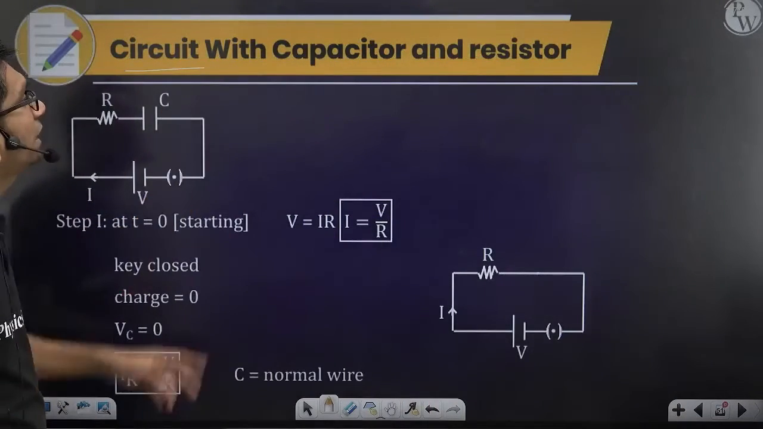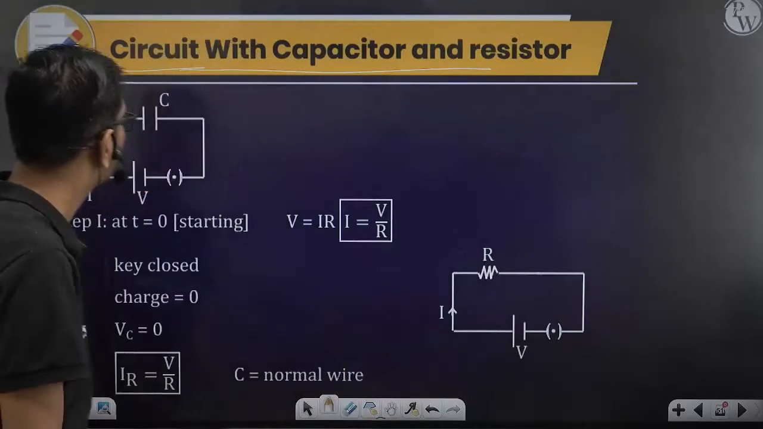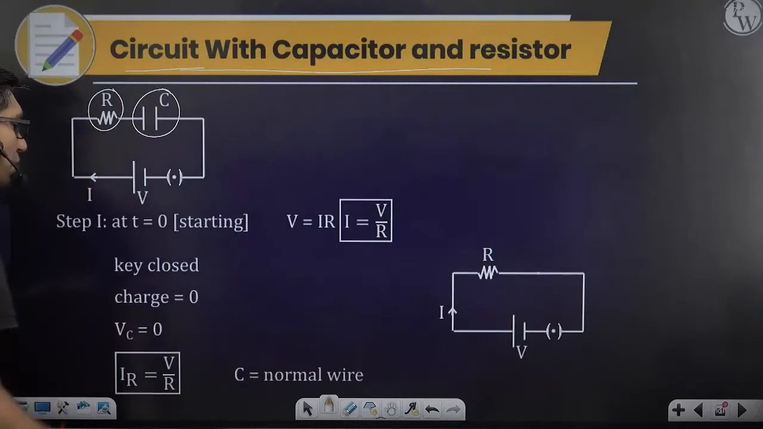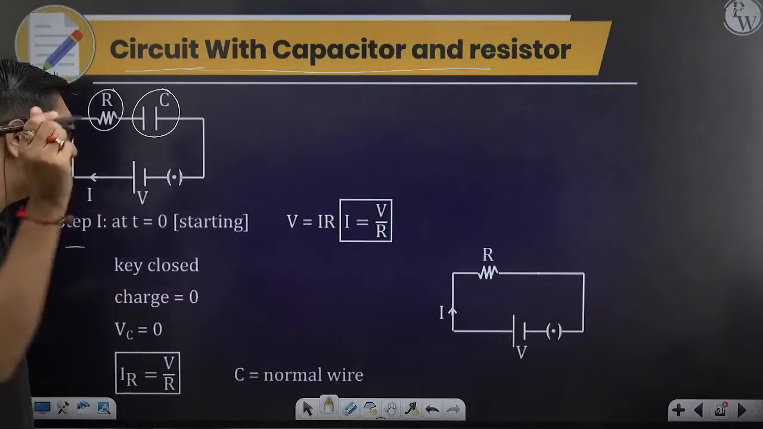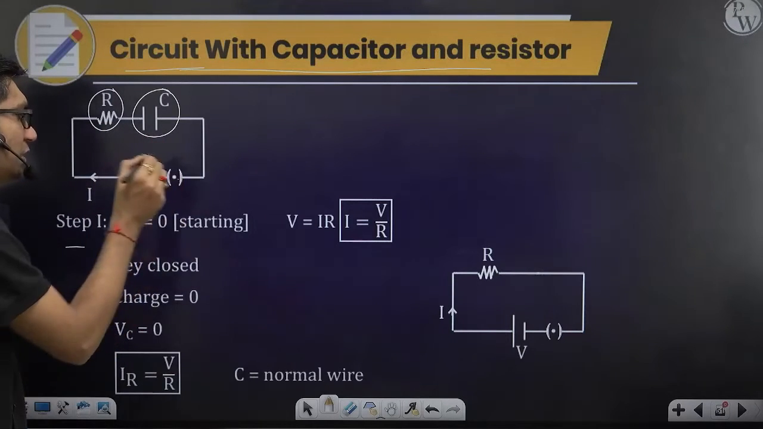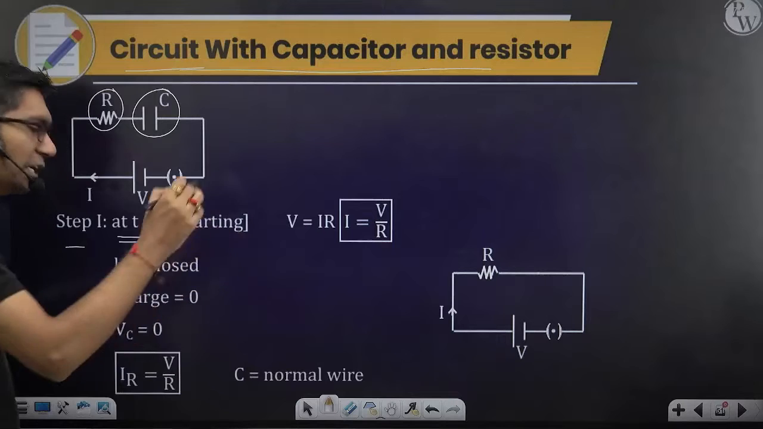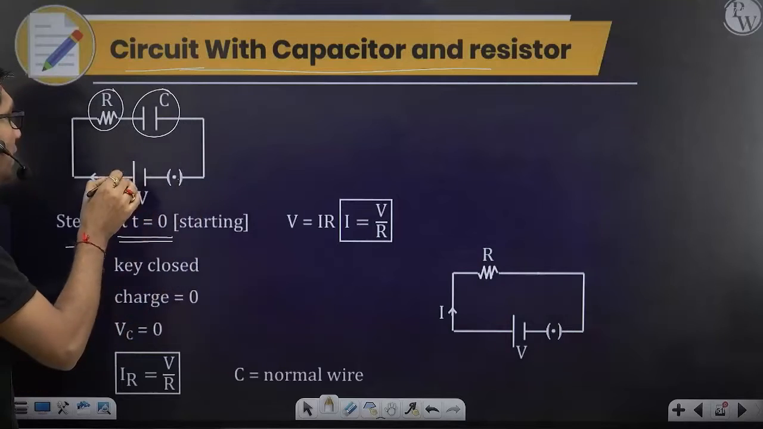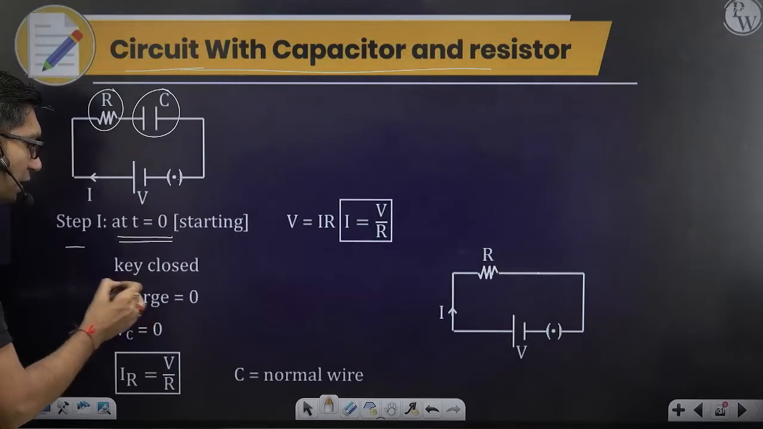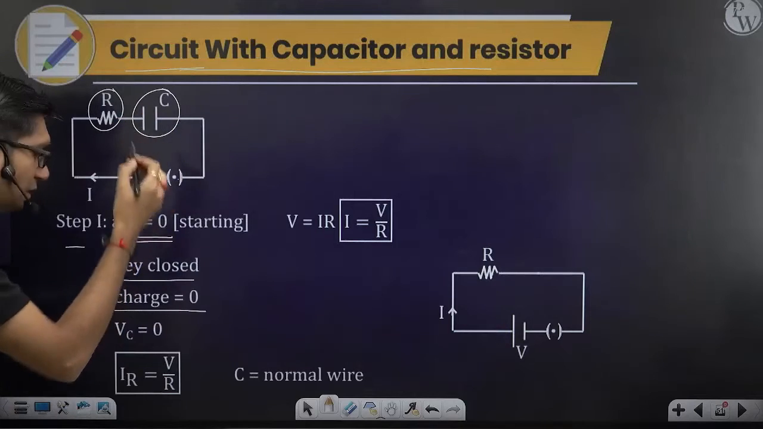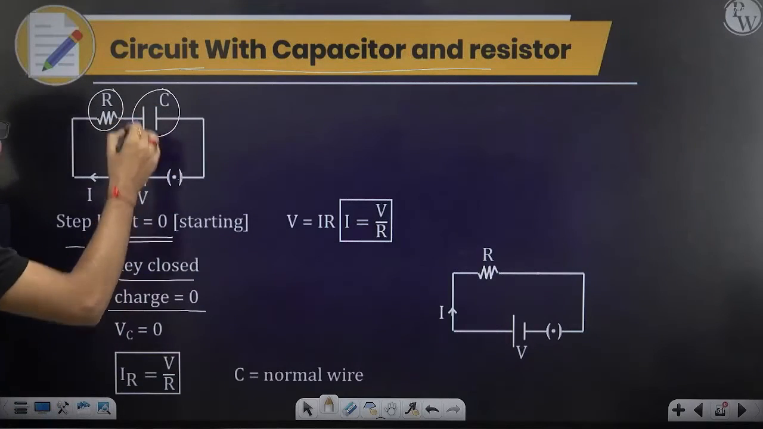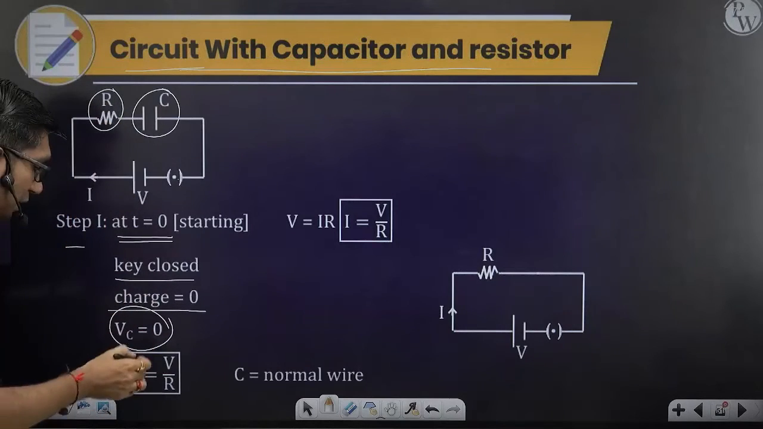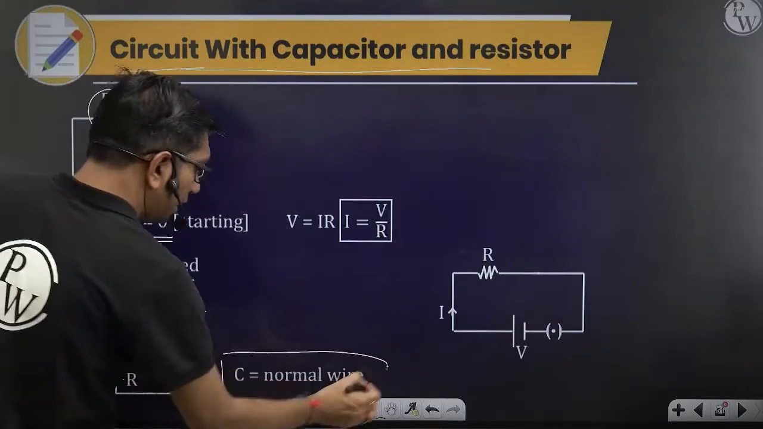Now, circuit with capacitor and resistance. So I have taken here a resistance and here a capacitor. This is the potential I have applied here. In step 1, when I switch on the switch, what happens at time t equals 0? The current flows through the resistance only. When the key is closed, the charge is 0. The potential across the capacitor becomes 0. So what is the current across the resistance? V by R. So here the capacitor acts as a normal wire, beta.